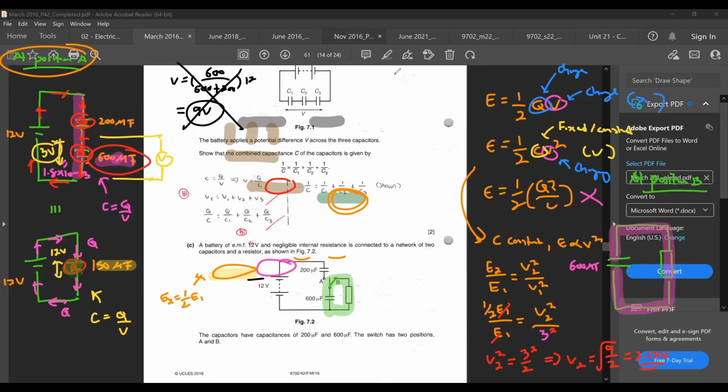So that's why, when you suddenly switch to position B, this 600 microfarad capacitor, which was fully charged, will now go through discharging. When it was fully charged, your PD was 3 volts, because that is what you found here. So once it has discharged to 50% of its energy remaining, the new PD here is 2.12 volts.